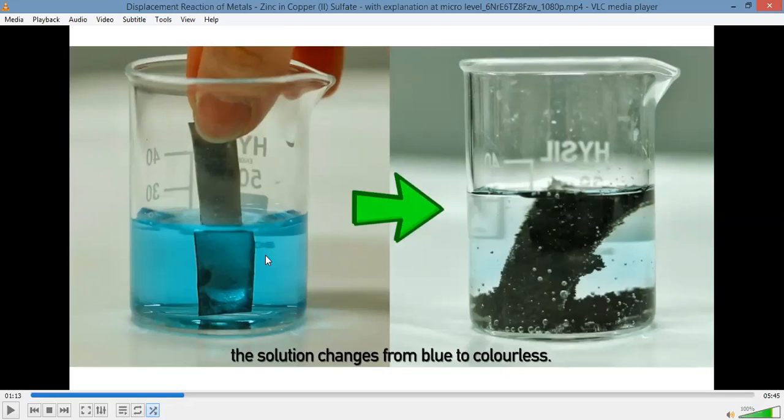This is the reaction for zinc and copper sulfate. So observation: blue colored copper sulfate turns colorless, and you can also write reddish brown copper deposits on zinc. This is reaction number 1. The next reaction is the reaction of iron and copper sulfate.